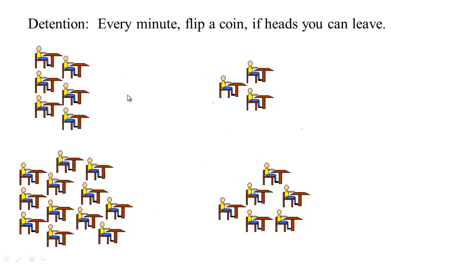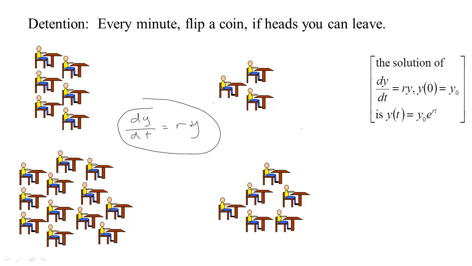So if y is the number of students left in the room, then dy/dt, the change in that, is going to be some constant times the number of students that you have. So as a model for this situation, we have this differential equation, dy/dt equals ry. Now, by separation of variables, we've solved this problem already. We know that the solution is that y of t is equal to y naught e to the rt.